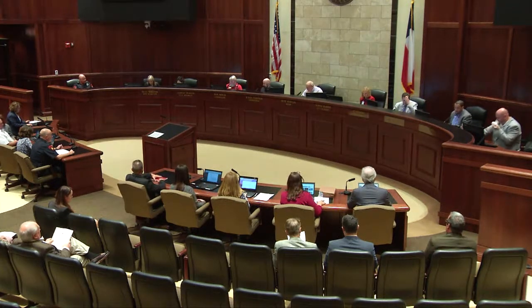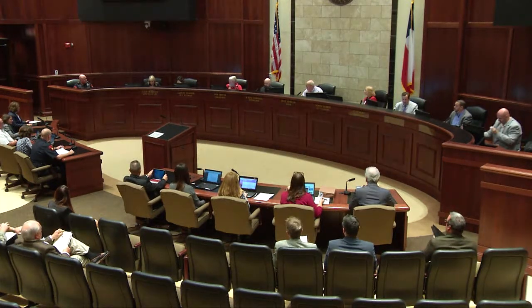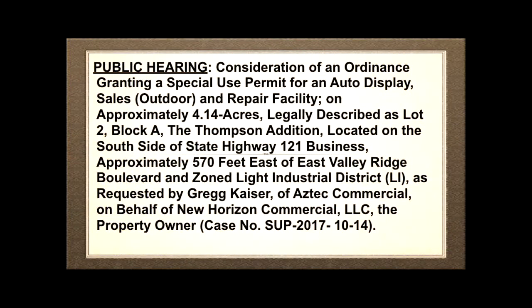Public hearing number one, consideration of an ordinance granting a special use permit for an auto display, sales, outdoor, and repair facility on 4.14 acres located on the south side of State Highway 121 business, approximately 570 feet east of East Valley Ridge Boulevard. This is a two-building development with one building housing an indoor used car dealership that will offer minor repairs and containing five spaces for occasional vehicle display during normal business hours.